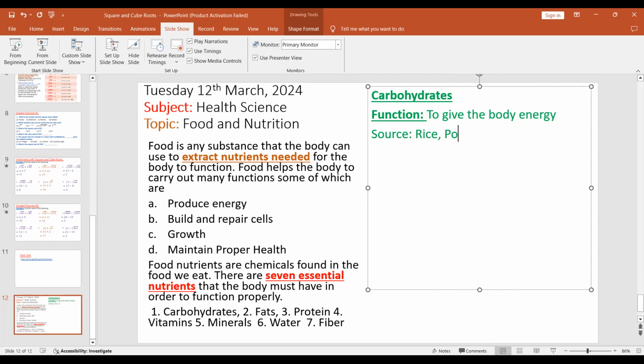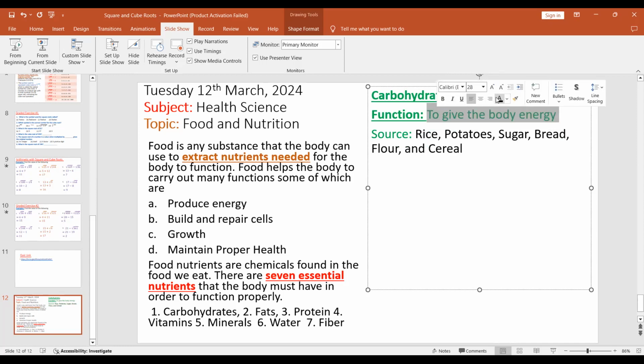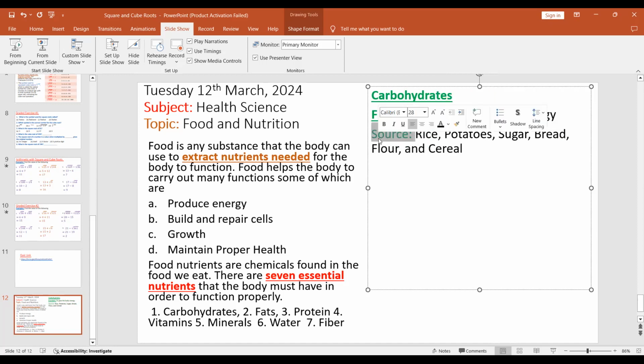The sources of carbohydrates, like we talked about earlier: rice, potatoes, sugar, bread, flour, and cereal. Those are the different sources where we can find carbohydrates. I didn't even put grits, right? All those different things that we use in order to eat food with. So they help us to eat our proteins.